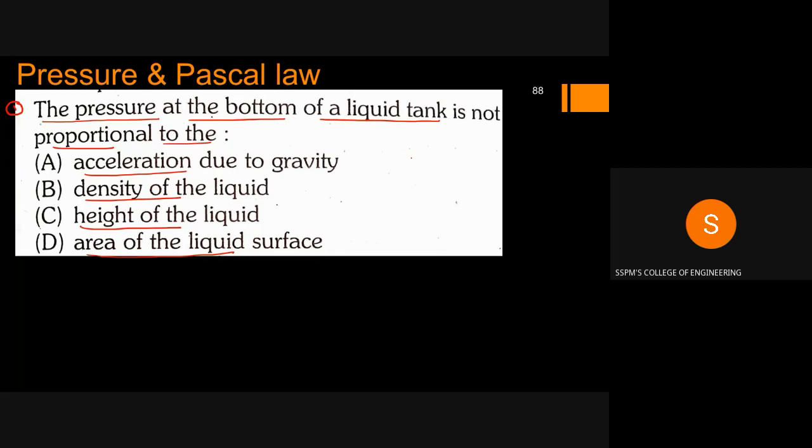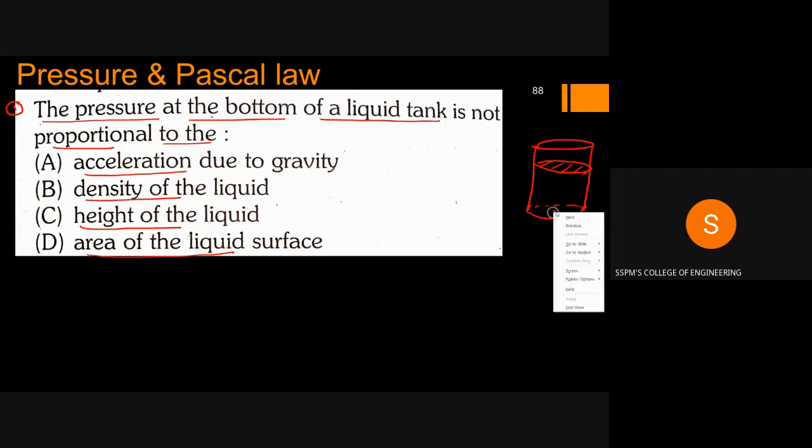Okay. So the pressure because of the liquid column, let us take this is a tank, and this is the liquid. We are selecting one point at the bottom. So pressure at this point will only depend on this height. It will not depend on what is the area. So we have the equation, pressure is equal to, this is called the hydrostatic pressure, density of the liquid, acceleration due to gravity, and the height of the liquid.